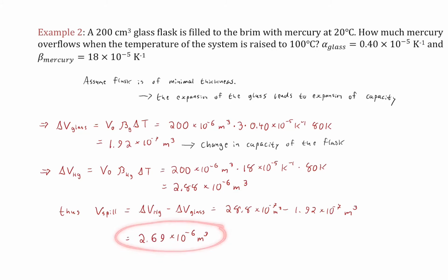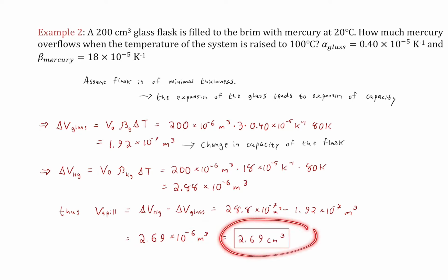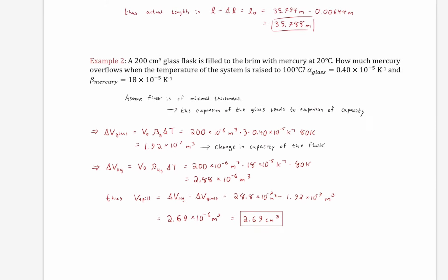That is how much spills, and we'll go ahead and convert that back to cubic centimeters, and then we find that 2.69 cubic centimeters of mercury spill. All right, we can do this with other substances. A common one is to do with gasoline in a gas tank because the gas heats up, and will it still fit in the tank and so on. And so this is that idea of gases or fluids expanding more quickly than the metal or glass container that holds them. All right, so hopefully that looks good.